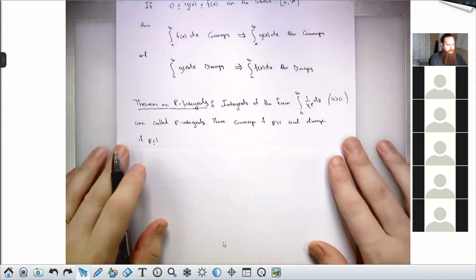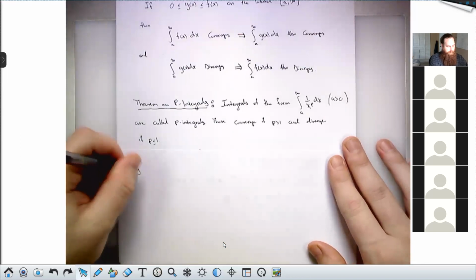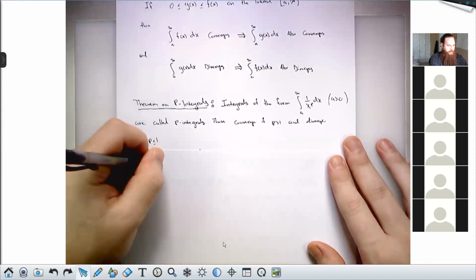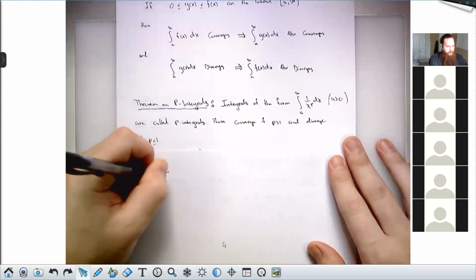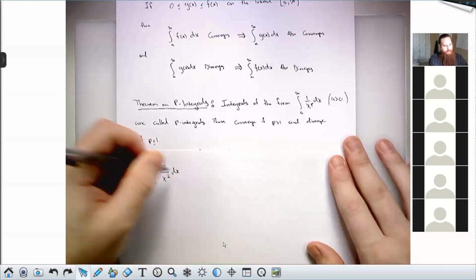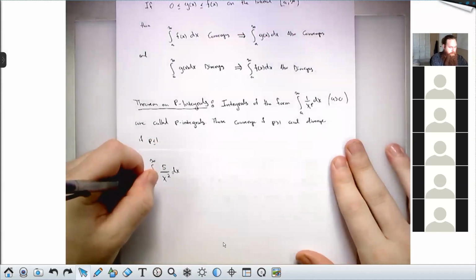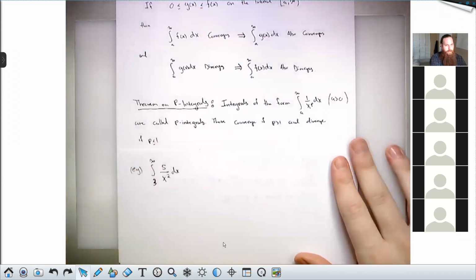So let's do a couple quick examples. The integral from 2 to infinity of 5 over x squared dx. Now let me make that a 3 to infinity so we don't confuse ourselves with the 2's in multiple places.